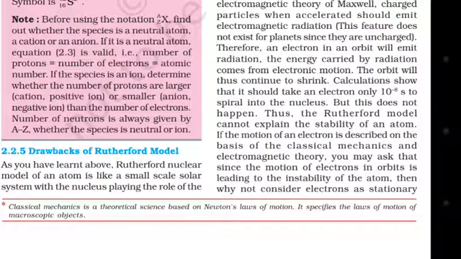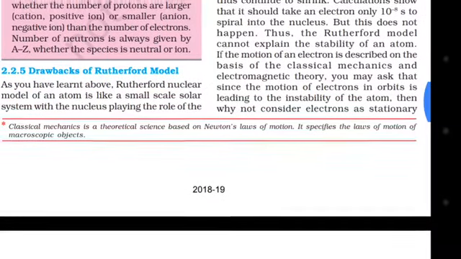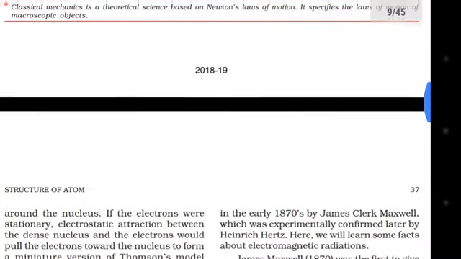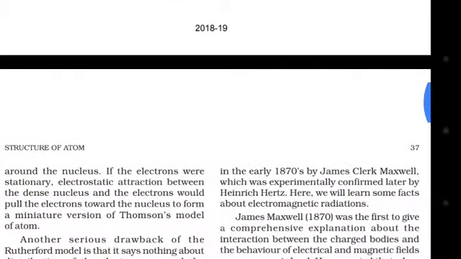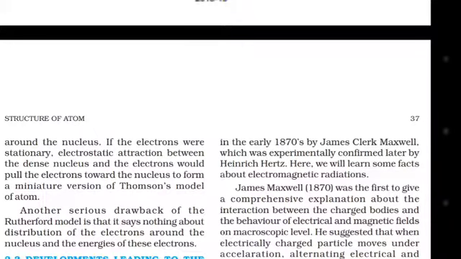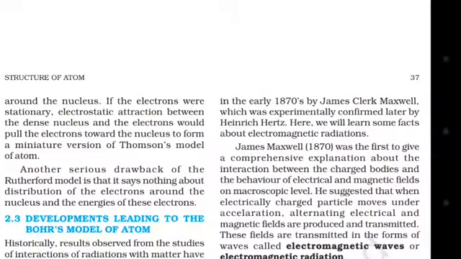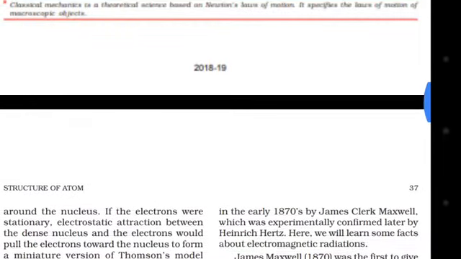If the motion of an atom is described on the basis of classical mechanics and electromagnetic theory, you may ask: since the motion of electrons in orbits leads to the instability of the atom, why not consider electrons as stationary around the nucleus? If the electrons were stationary, electrostatic attraction between the dense nucleus and the electrons would pull the electrons towards the nucleus to form a miniature version of the Thomson model of the atom. Another serious drawback of the Rutherford model is that it says nothing about the distribution of electrons around the nucleus and the energies of these electrons.